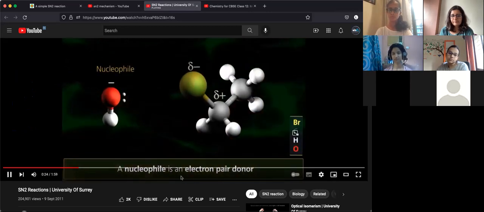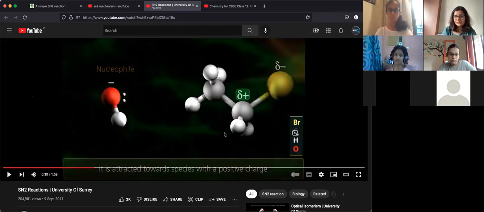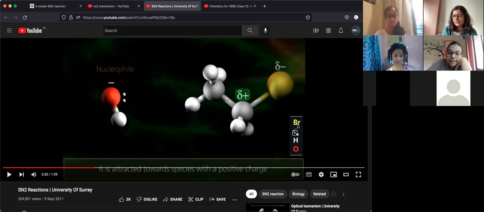A nucleophile is an electron pair donor. It is attracted towards species carrying a full or partial positive charge. So just pausing it so that you guys can take it in. Nucleophile, negative charge. I think in this case they took OH as the example. That's why there are two atoms here. And this is your carbon. So instead of methane, they took chloroethane. So you have two carbon atoms, CH3, CH2, and C. So you can see delta negative, okay, bromine. Bromine being electronegative, you have a slight negative charge, and the carbon it's taking from, you have a slight positive charge. Okay. Following till here, do you understand what they've taken here?